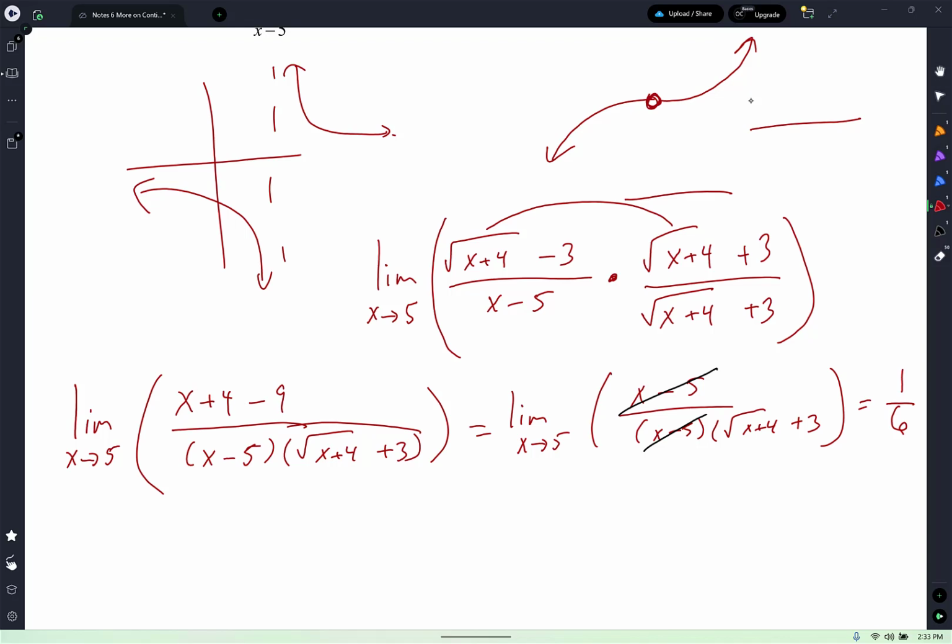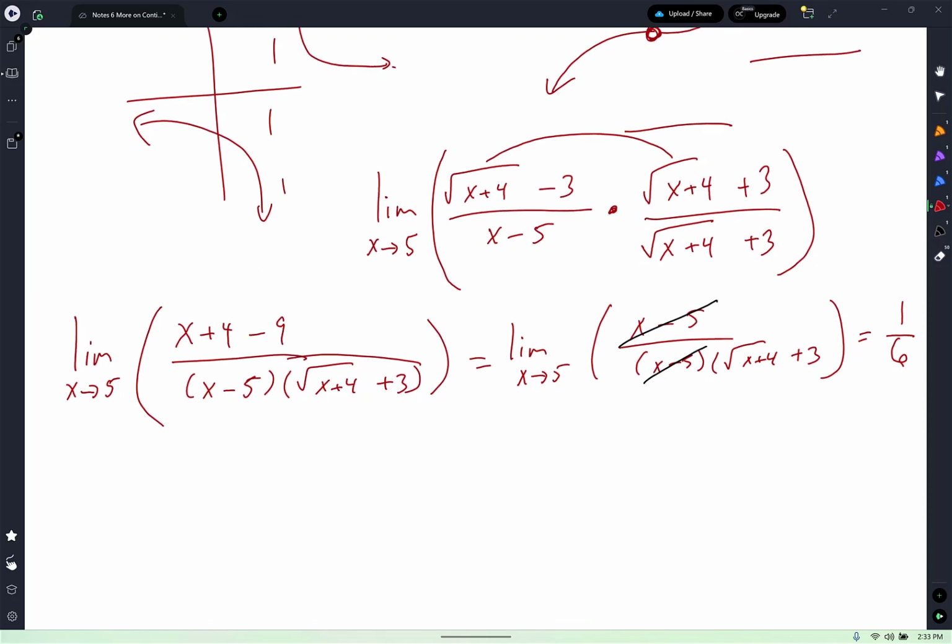Excuse me, that was a hiccup. 6. So 1/6. Make sure that 6 is in the denominator. Yay or nay? Yay. So what do you got to make for it to be continuous if f of 5 equals 1/6?